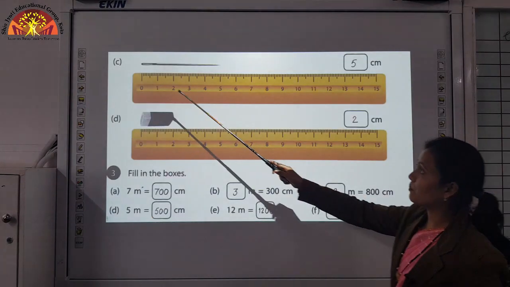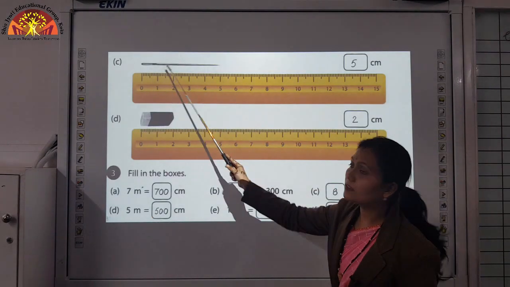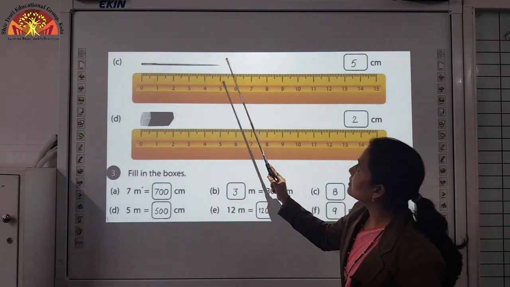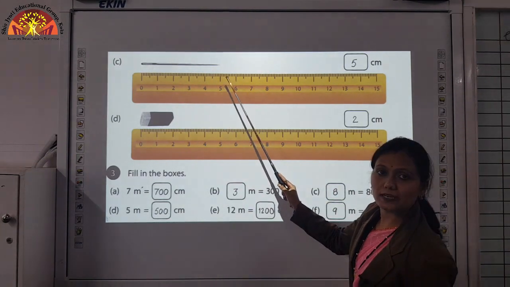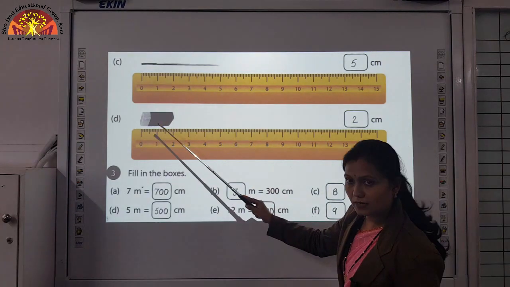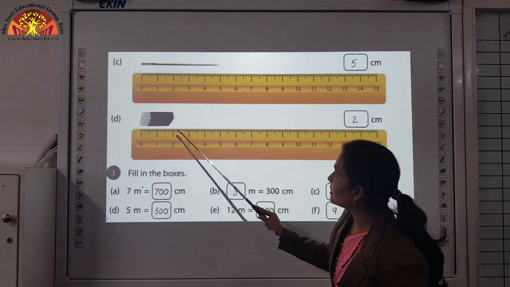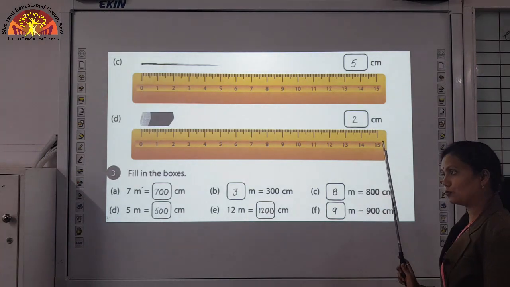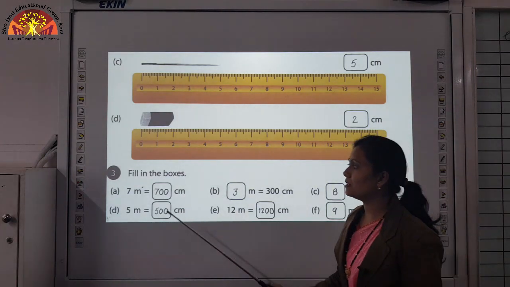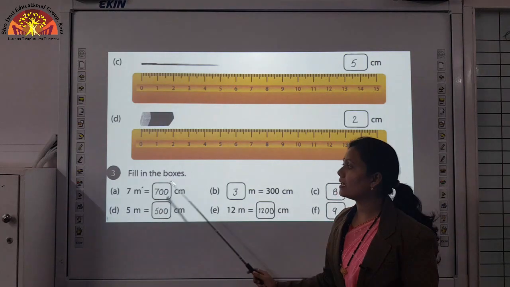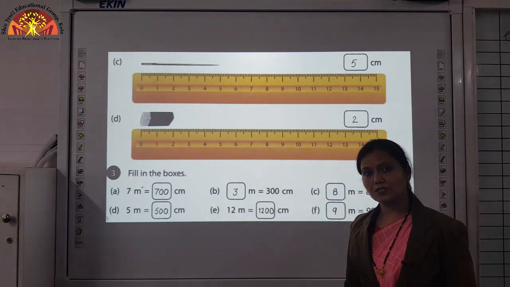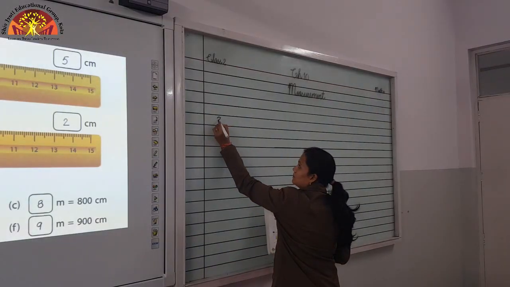Next, this is a picture of a needle. Now see the length of this needle. This is 5 centimeter long. Eraser. Eraser is 2 centimeter long. So we will write here 2. Now come to the next question. Third, fill in the boxes. Let us see this question on the board. Question number 3.